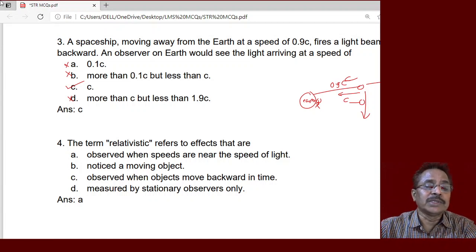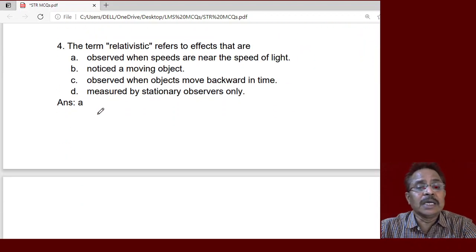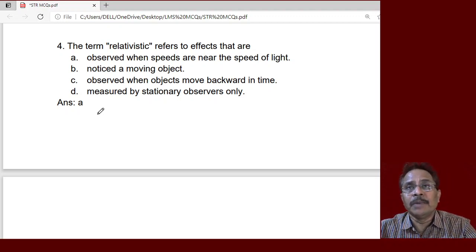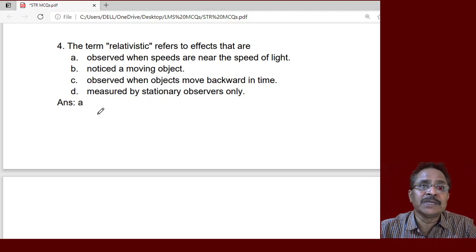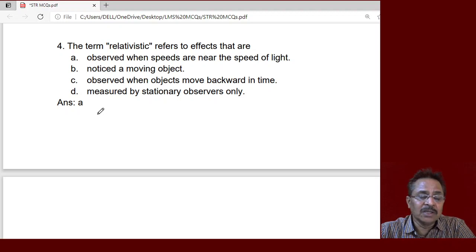Okay. Now question 4. The term relativistic refers to the effects that are, okay. That is how we divide physics into different branches. One is called non-relativistic physics and the second is called relativistic physics. So this is again a logical definition. There are 4 options.